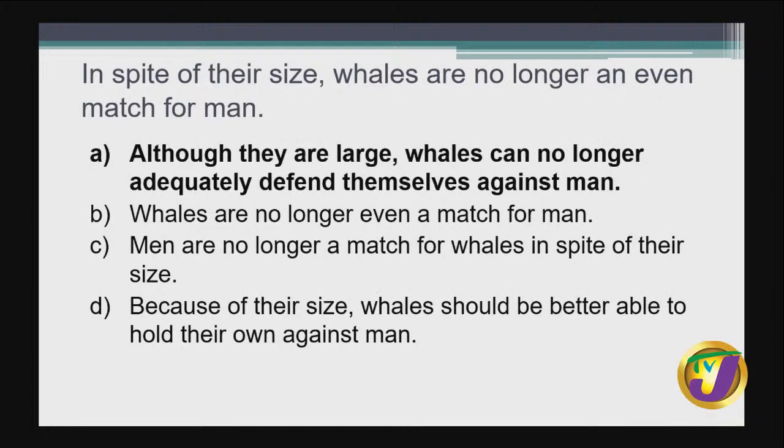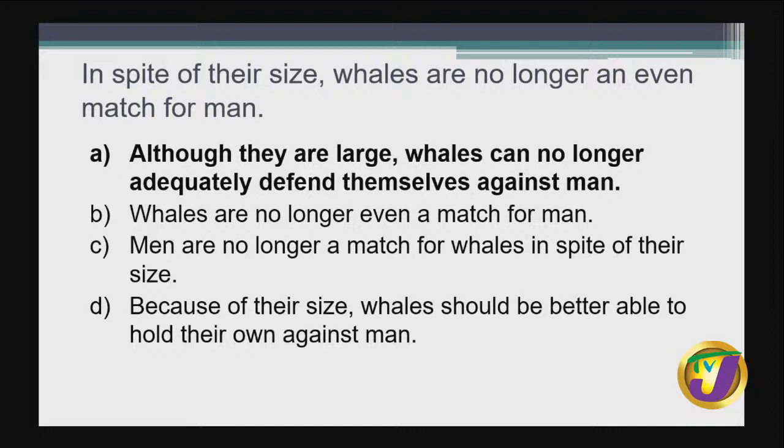We have a winner. The first one out the gate. But remember what I said, just because you like the first one doesn't mean you mustn't read the rest. You still have to read them. So, in spite of their size, although they are large, same idea being compared. Whales are no longer an even match for man. Whales can no longer adequately defend themselves against man. So this sentence is longer, but it does have the same meaning coming through.